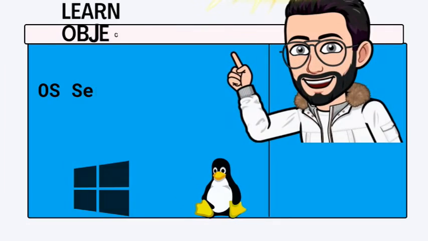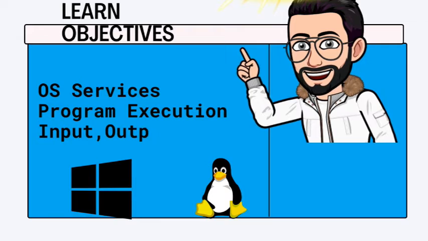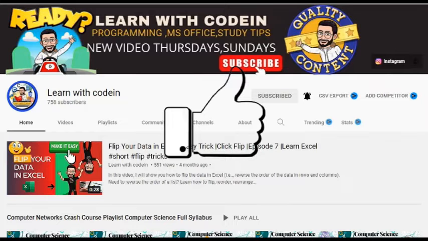So in today's lesson, we are going to discuss operating system services, like program execution, input output operation, file system manipulation, communication, error detection, resource allocation, and protection. All of this we are going to learn in this video. In the previous video, I already explained the different types of operating systems.